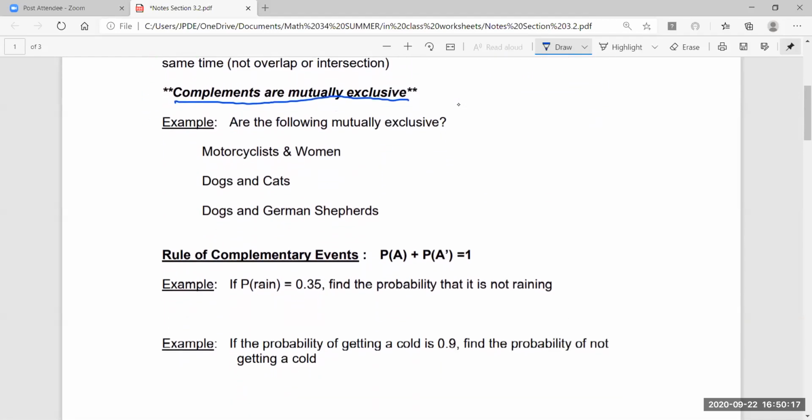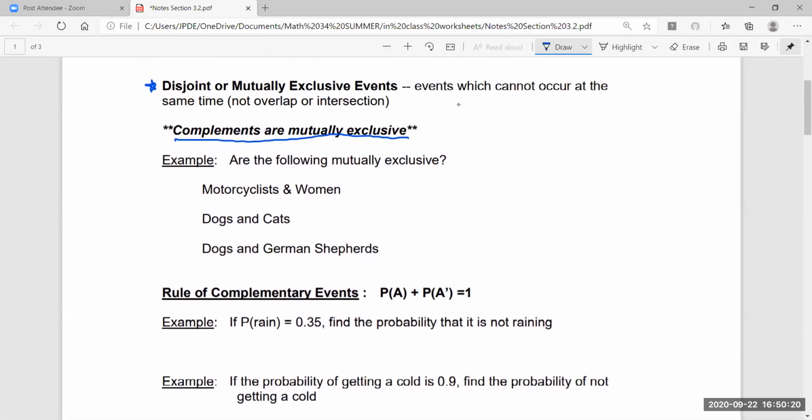You won't have overlap. And one of the ways that I look at this is I'll think of what we call a Venn diagram. I think of two sets. So if we look at this example, it says, are the following mutually exclusive? The first one says motorcyclists and women. So if we had a set of motorcyclists, I'll just abbreviate that, and we had a set of women, there would be overlap. Right in here, you can have women motorcyclists. So these are not, I'll abbreviate, mutually exclusive.